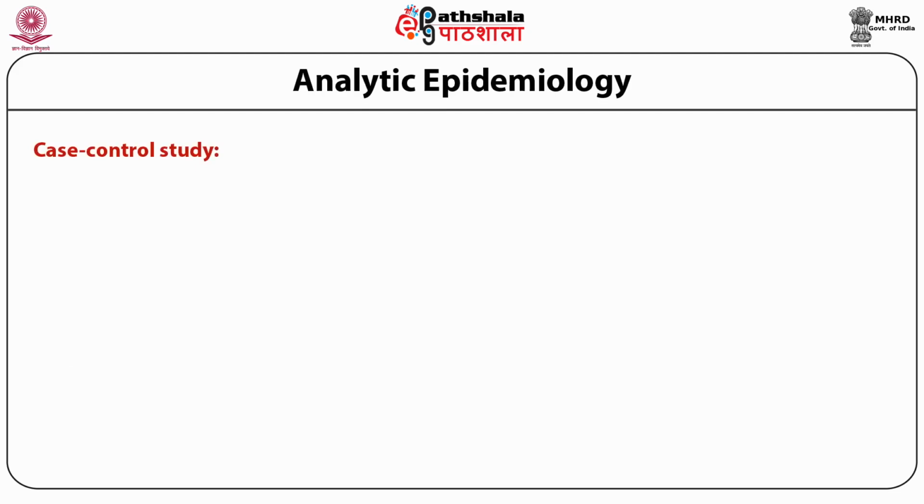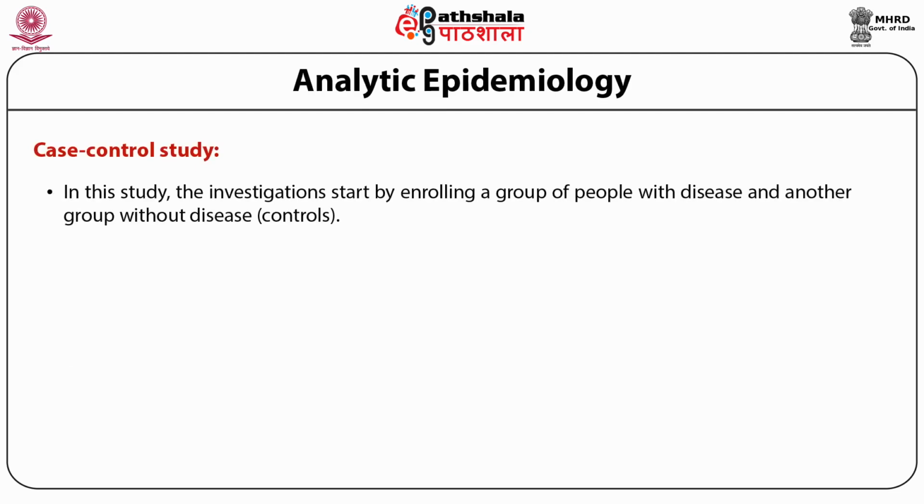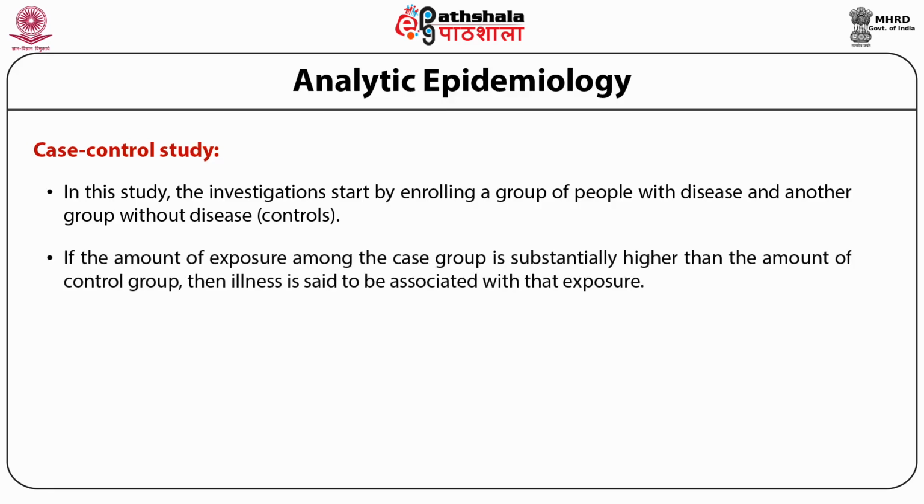Case control study. In this study, the investigators start by enrolling a group of people with disease and another group without disease. This is the control. Investigators then compare previous exposures between the two groups. If the amount of exposure among the case group is substantially higher than the amount in the control group, then illness is said to be associated with that exposure.